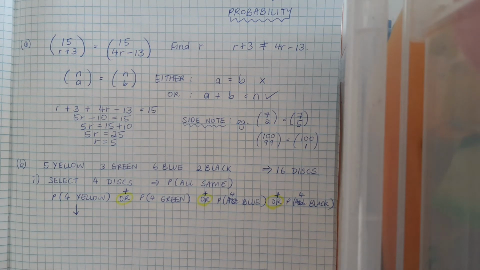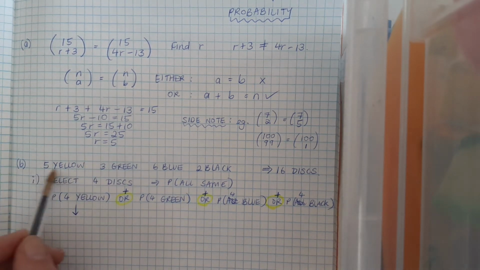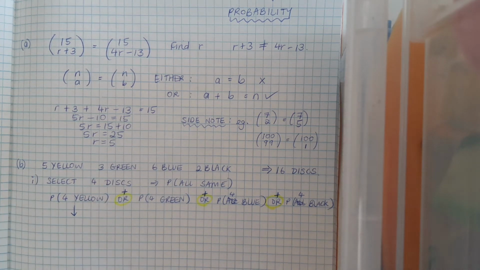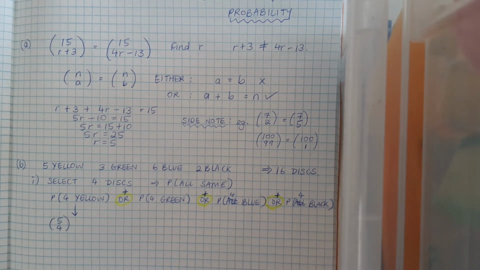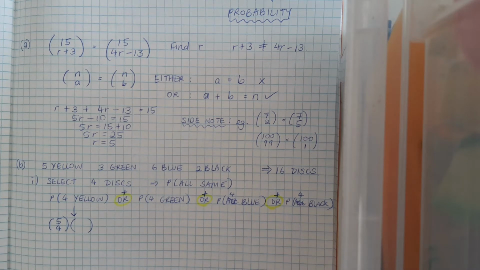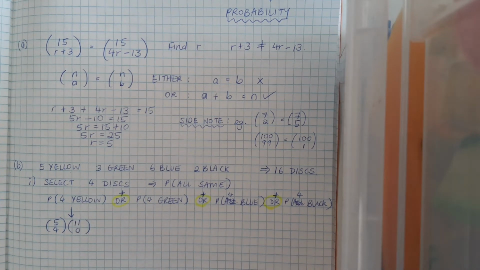So first of all, probability of getting 4 yellow. Well, notice how we've got 5 yellow discs in total and we want to select 4 of those. Of course, selection is the whole idea behind being able to use combinations. So I've got 5 yellow discs and I want to select 4 of them. And I don't want any other colour. So from the remaining 11 discs, they're green, blue and black, I don't want to select any. So I've got 11 choose 0.